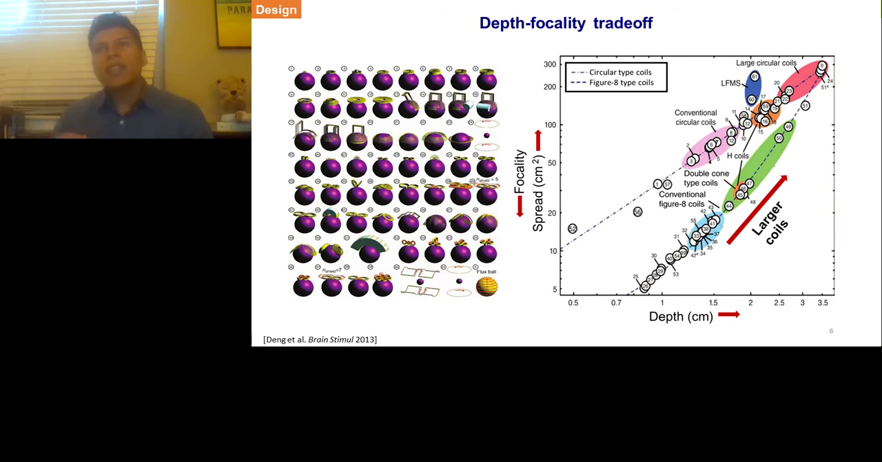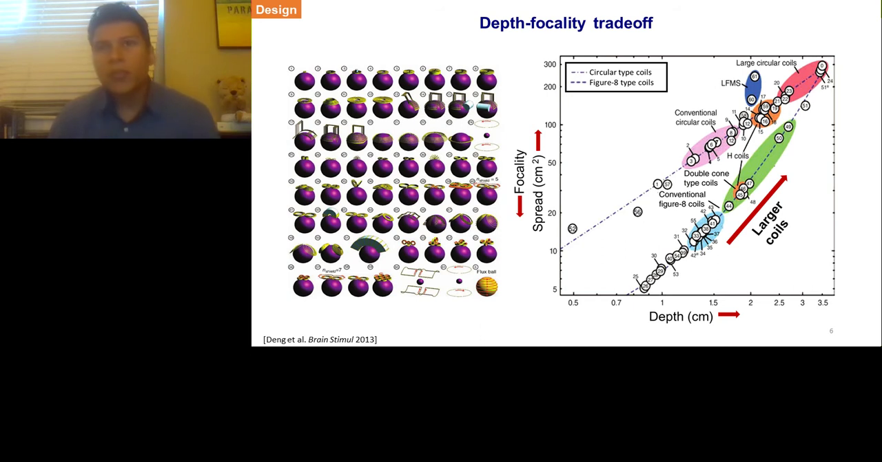And what we can see here is that there are a number of coils that sit on a curve that sits closest to the horizontal axis, and they are currently what's considered the state of the art, and they mostly consist of what's commercially available, or figure-8 coils.